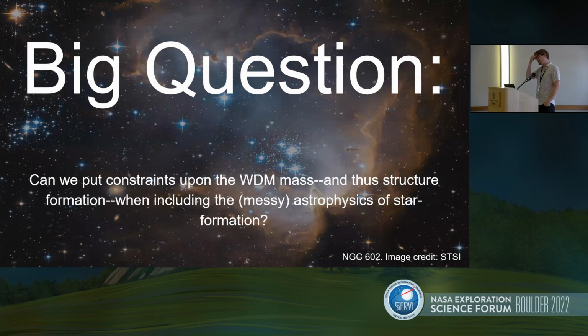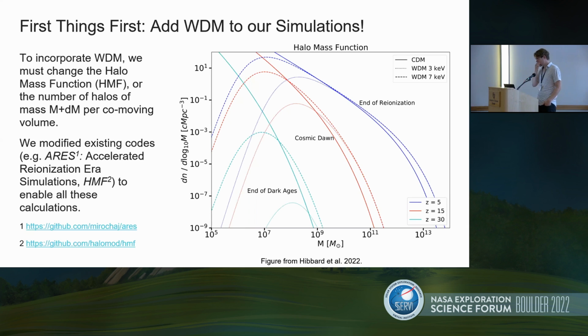So the big question then is, given all that we need to know about dark matter and also about the astrophysics of these first sources, can we still say anything about this underlying distribution of dark matter? What we have to do first is to add different models for dark matter into our simulations of the global signal. What you see here on the right is the number of halos as a function of halo mass. And for cold dark matter, there is no truncation, as you can see.